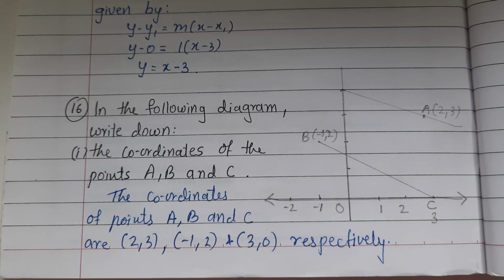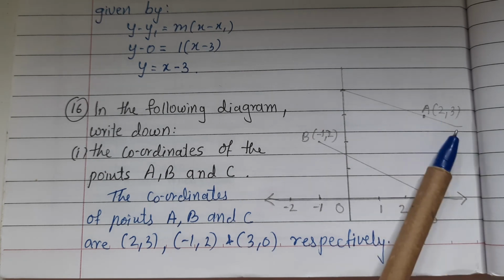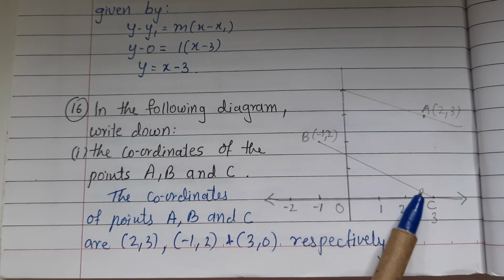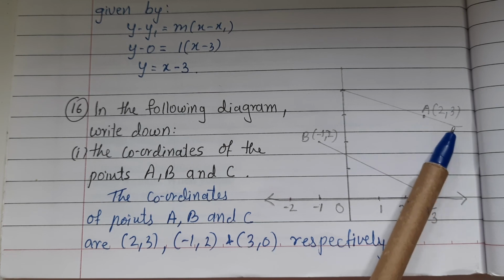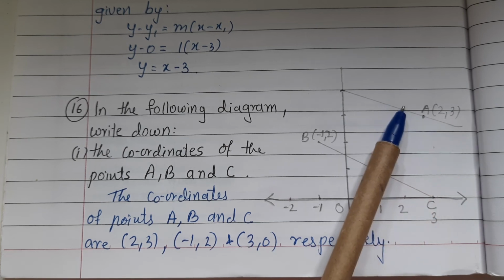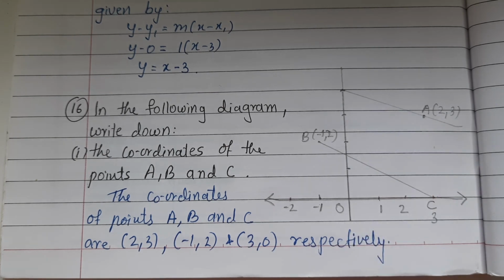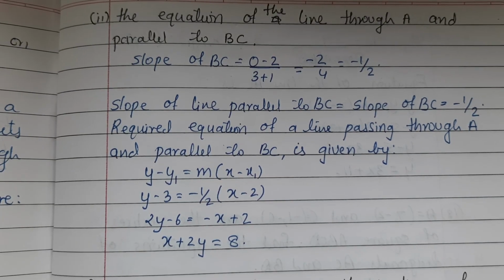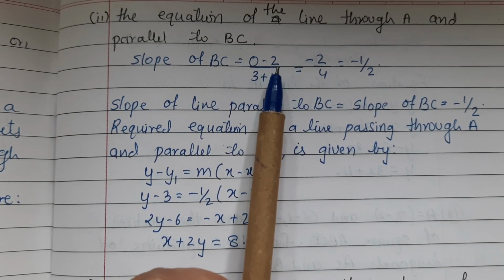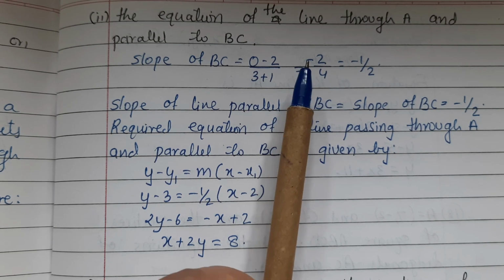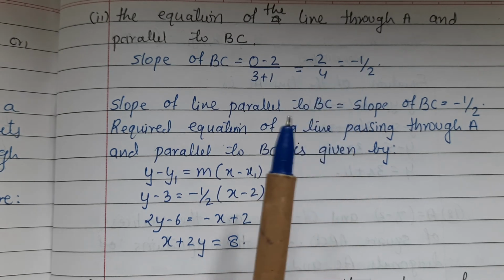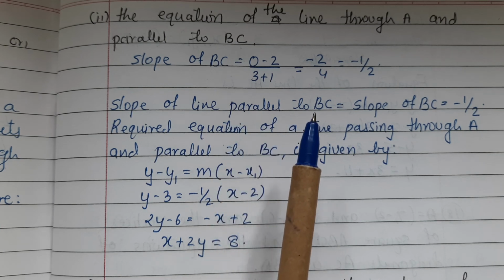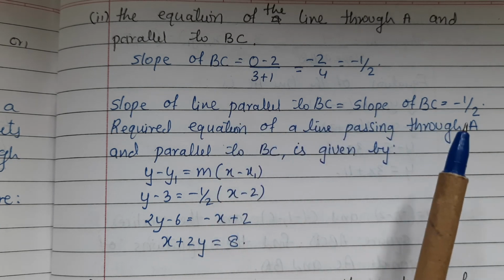Second part, the equation of the line passing through point A and parallel to BC. Slope of BC is equal to the slope of the line passing through point A. Slope of BC equal to (0 minus 2) upon (3 plus 1) equal to minus 2 upon 4 equal to minus 1 upon 2. Slope of the line parallel to BC equal to slope of BC equal to minus 1 upon 2.